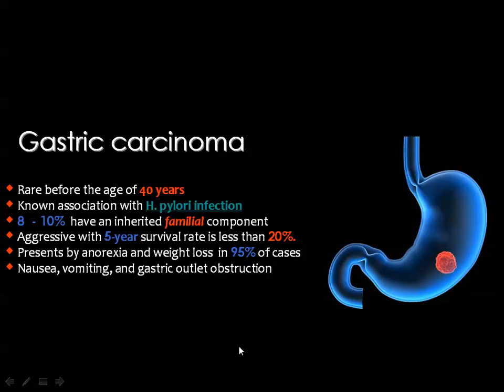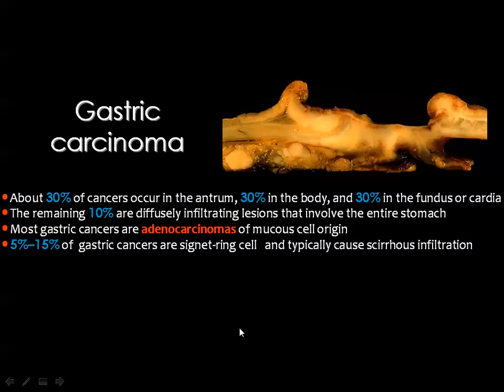Then we came to the gastric carcinoma, which according to the literature is rare before the age of 40 years, and it has an intimate relation to the Helicobacter pylori infection, and a good percentage of the tumors are familial in nature, and the most common presentation is anorexia and weight loss. But the patient may also have nausea, vomiting, and gastric outlet obstruction if the tumor affects the antrum. The carcinoma is almost equally distributed between the antrum, the body, and the fundus. And you have a remaining 10% of the tumors which diffusely infiltrate the gastric wall, appearing as linitis plastica.